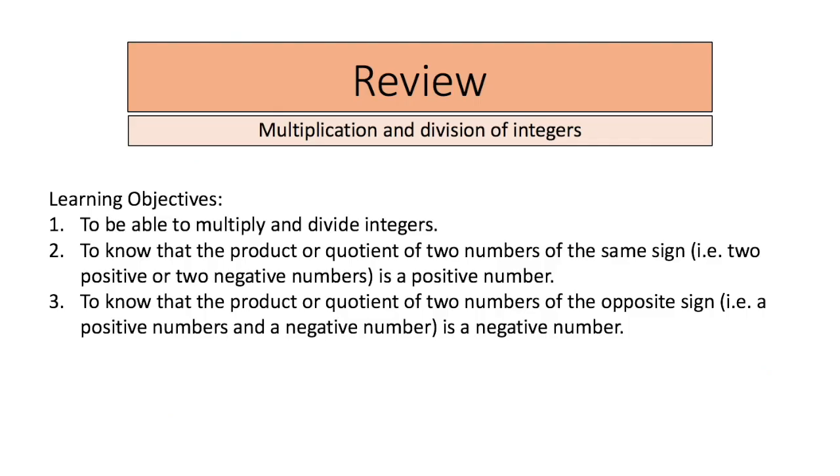Let's now review what we did today. So what did we do? Let's go through our learning objectives. We had to be able to multiply and divide integers. I think we can do that. We need to know that the product or quotient of two numbers of the same sign, i.e. two positive or two negative numbers, is a positive number. We know that. And to know that the product or quotient of two numbers of the opposite sign, i.e. a positive number and a negative number, is a negative number. I think we know that as well.